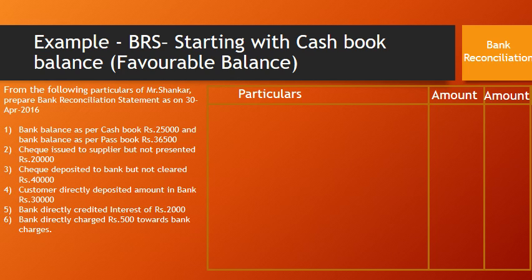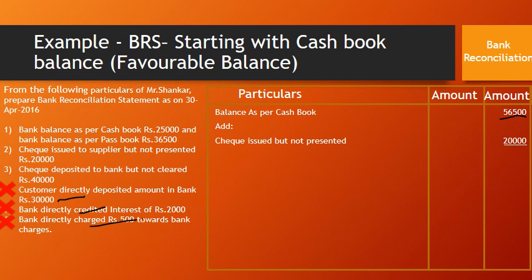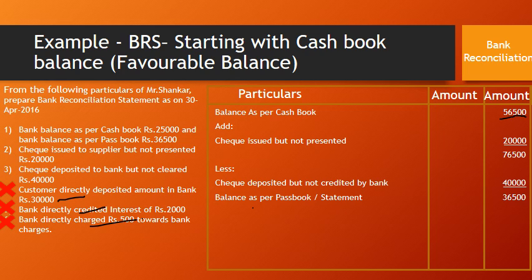Okay, I'm doing it here. The last three transactions are already adjusted, so they are not needed. So balance 56,500. Check issued but not presented, 20,000. I'm adding it. Both are positive, so no need to worry about this. When we have a favorable balance, it is a straightforward exercise. And then I'm deducting check deposited but not credited by bank. So the bank balance as per statement is 36,500. This is how the bank reconciliation activity will be done.